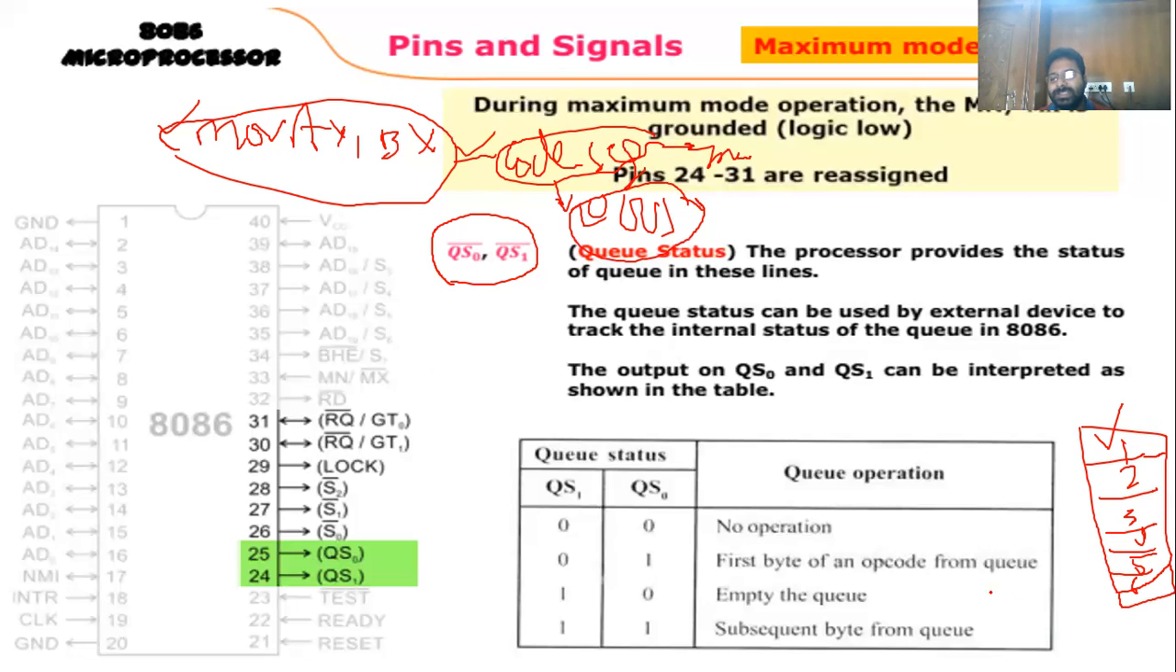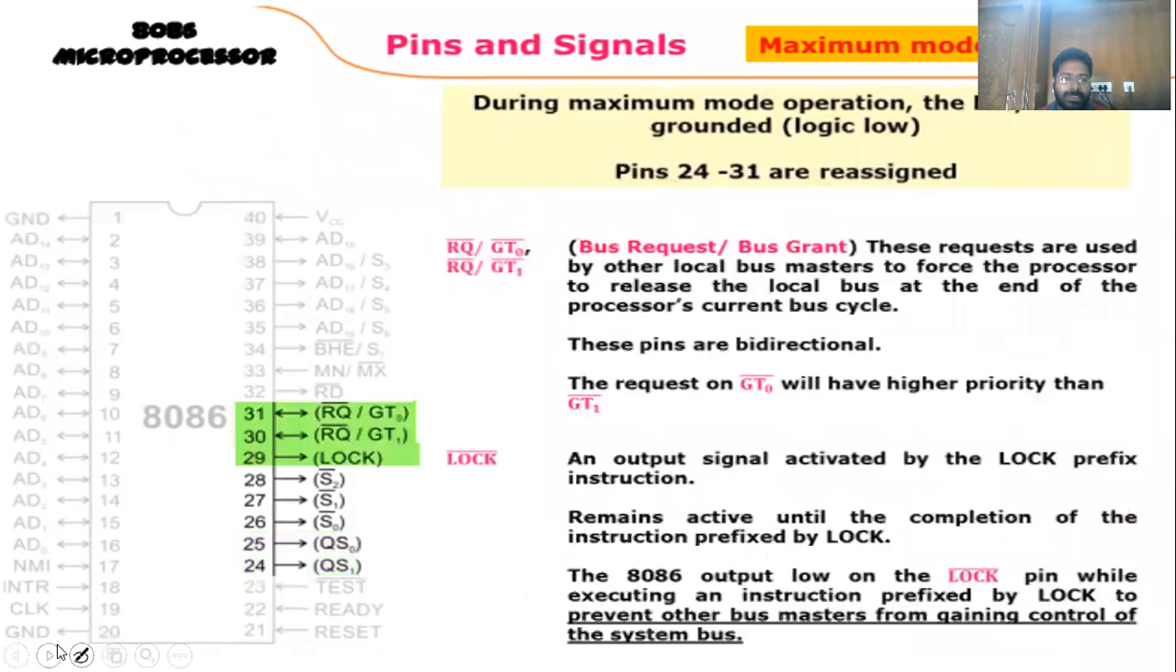Now you can see the status of those queuing registers. If QS1 and QS0 are 00, it is no operation. If it is 01, it operates the first byte of the opcode. You know that opcode means operational code. The queue is empty, that is, this queuing register is empty. It is a 6-byte instruction queuing register here. If it is one, it can execute the instructions one by one.